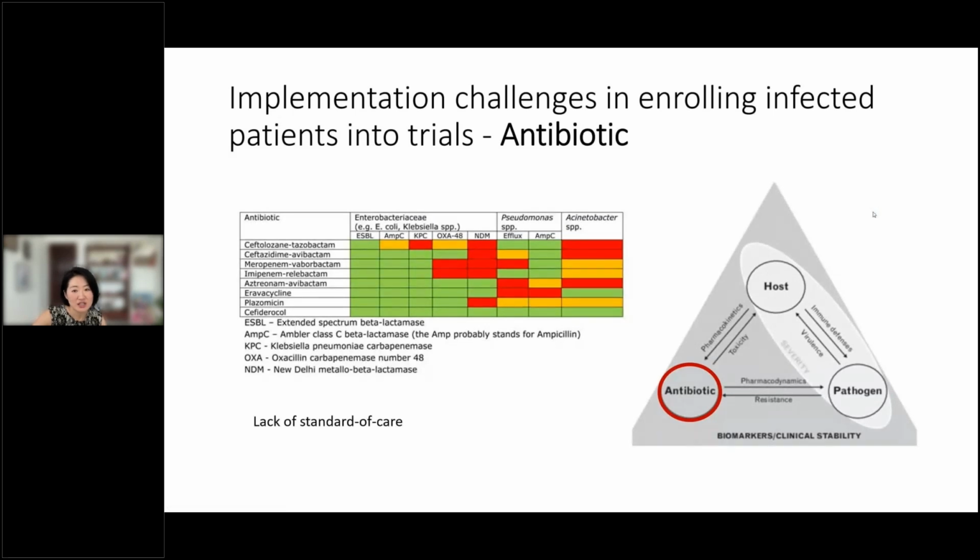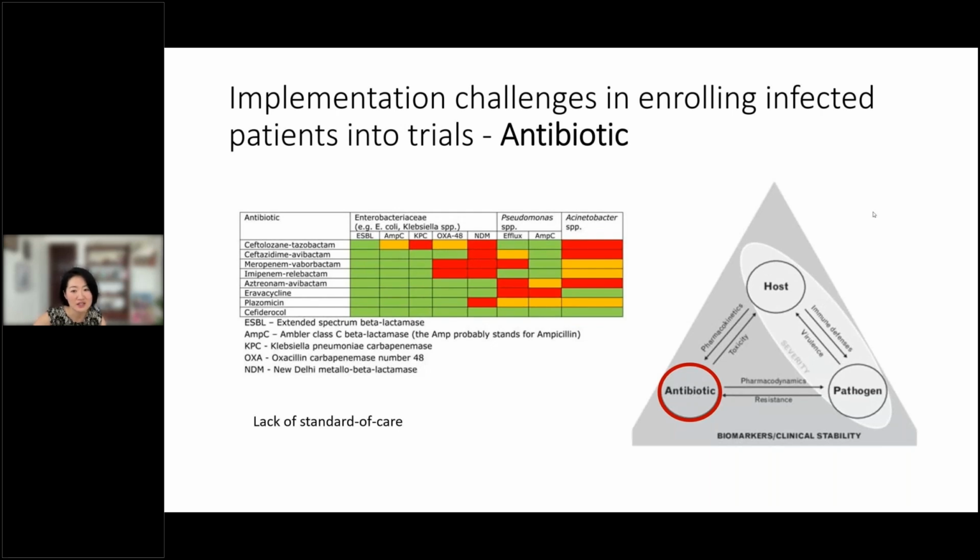So a major issue in enrolling patients into clinical trials, especially phase 2 and 3 trials, is because when we think about critical infections such as bacterial infections, the pathology is very complex, considering antimicrobial resistance and the bacterial pathogens themselves. Unlike in most diseases where the host is the main concern, here we have 3 axes of consideration.